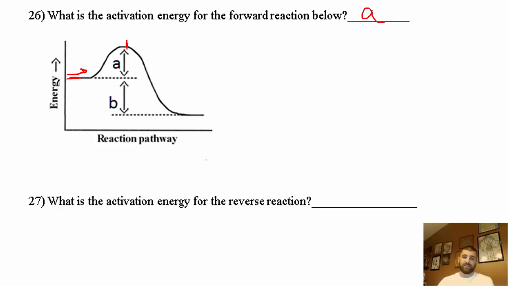27 says, what is the activation energy for the reverse reaction? Well, reverse means we're starting with the products here, and we're going to go backwards to our reactants. So we have to start at the bottom and make it all the way to here. All right, so that is both A and B. Those combined would be the activation energy for the reverse reaction.